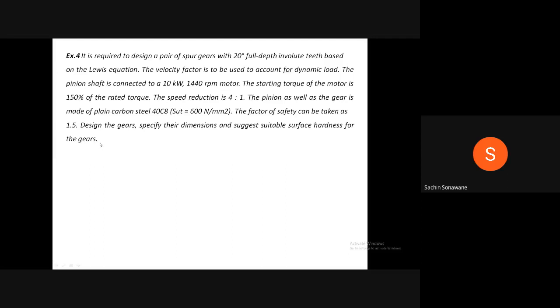Therefore write down another two quantities. Y for 18 teeth, number of teeth on pinion they are given as 18. Write down ZP is equal to 18, Y is equal to 0.308, and CV is equal to 3 divided by 3 plus V.